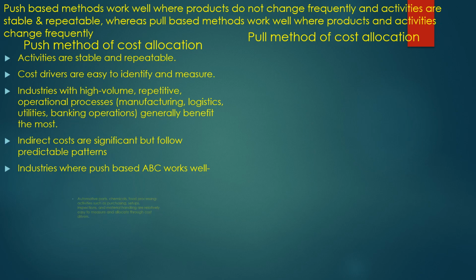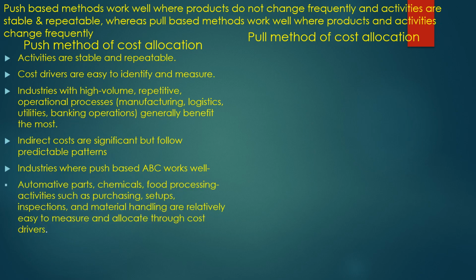Industries where push-based ABC works well: automotive parts, chemicals, food processing, where activities such as purchasing, setups, inspections, and material handling are relatively easy to measure and allocate through cost drivers. Logistics and warehousing activities are standardized and repetitive.